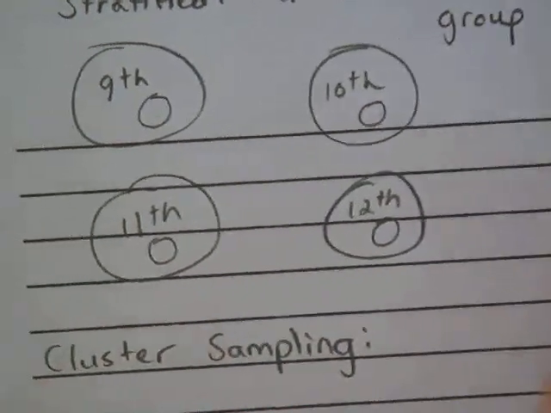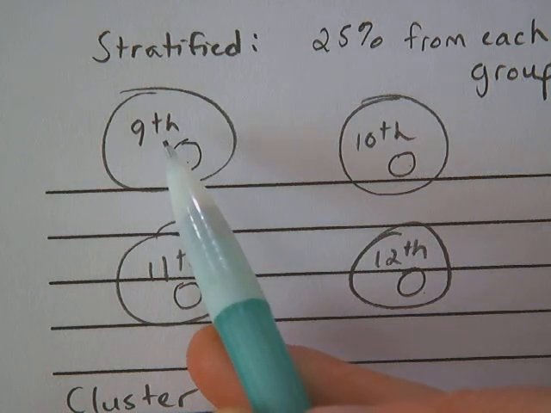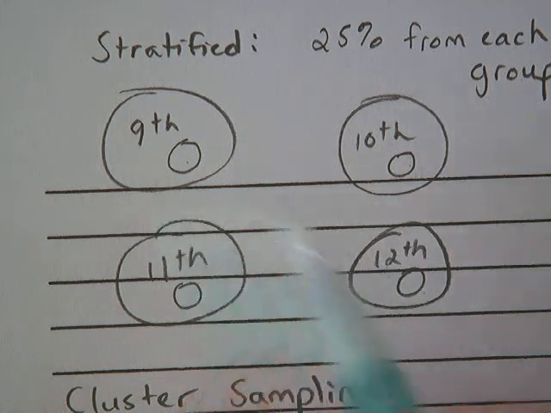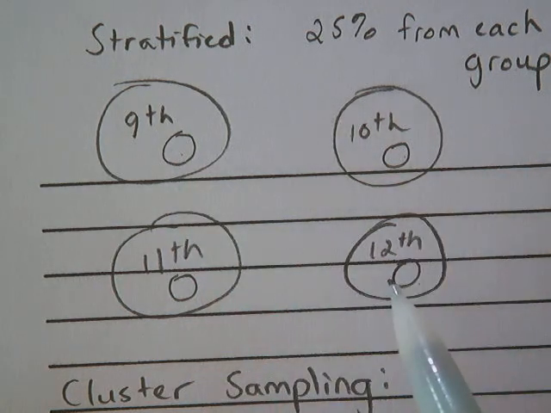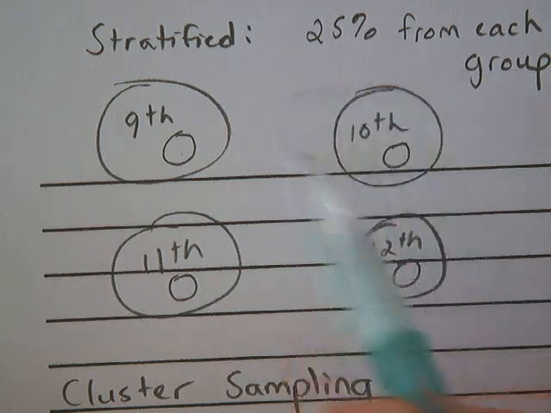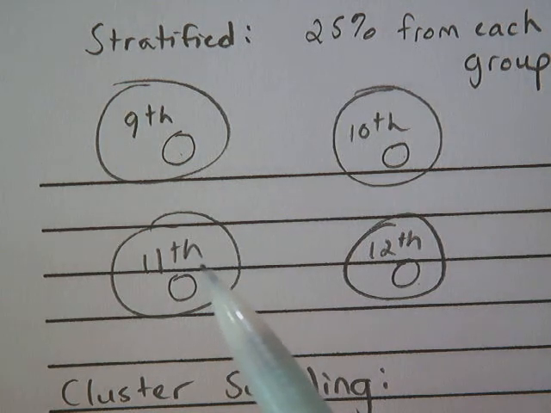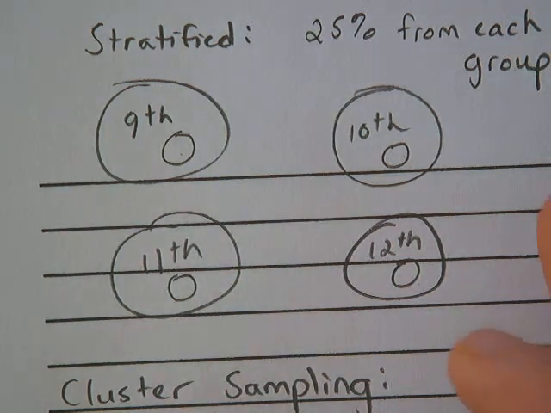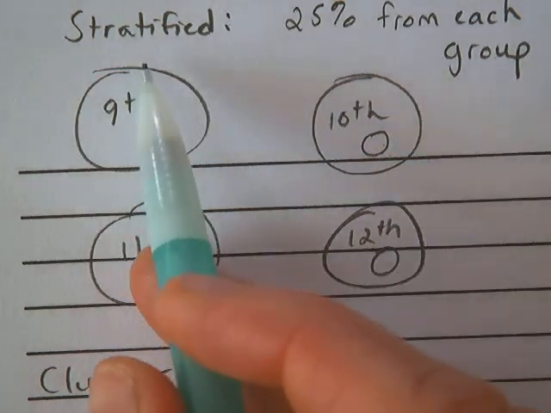And so if I was doing this example, instead of picking a small group out of each one, I'd literally put in a hat 9th, 10th, 11th, and 12th. And then I would randomly pick a couple of those groups. So if I randomly pulled out 10th and 11th, then I would include the entire 10th grade and the entire 11th grade in my sample. You'll notice that wouldn't be good because the 9th and the 12th graders would be left out. You're going to find out in a little bit that that's going to create some bias in our sample. And so with this example, you would actually want to do stratified sampling.